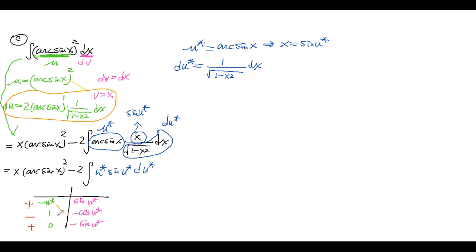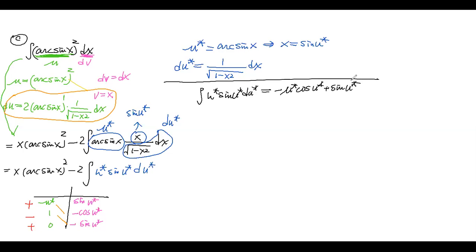So with these integrations, I'm just moving this one out, and later we can put it back, all right? So this is u star sine u star du star. This will give me negative u star cosine u star, and the minus minus is plus sine u star, right? Of course, plus a constant c here.